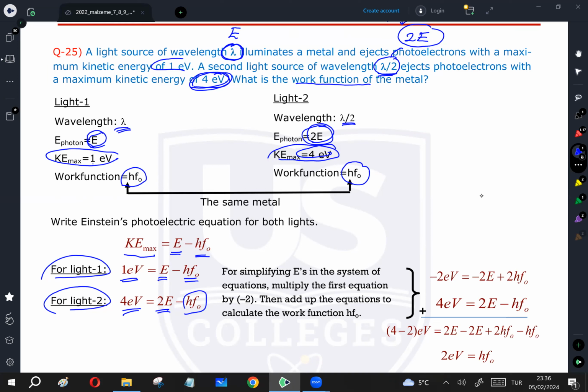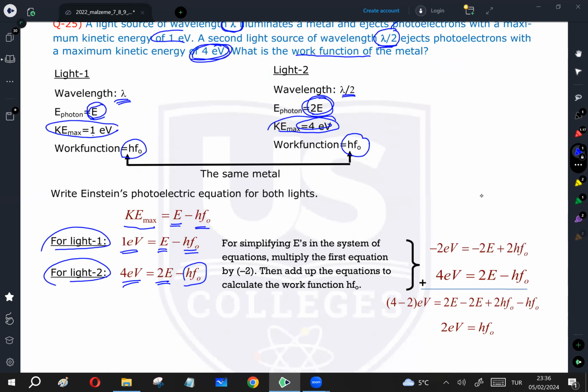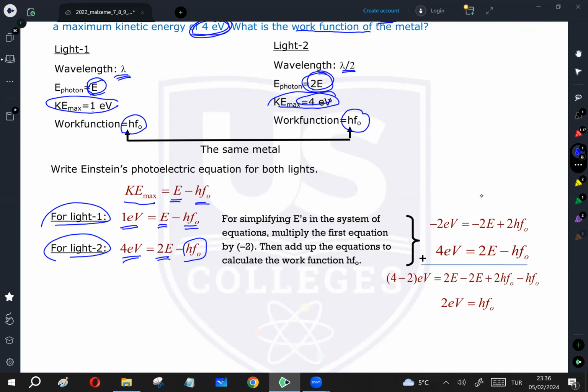There are several ways we can do that. One of them is using a system of equations. So I'm going to eliminate these E's. To do that, I have to multiply the first equation by -2. When I multiply, -2 times 1 is -2 electron volt. -2 times E, -2E. -2 times -hf0, +2hf0. Then the second one, write as it is. So 4 electron volt, 2E, -hf0.